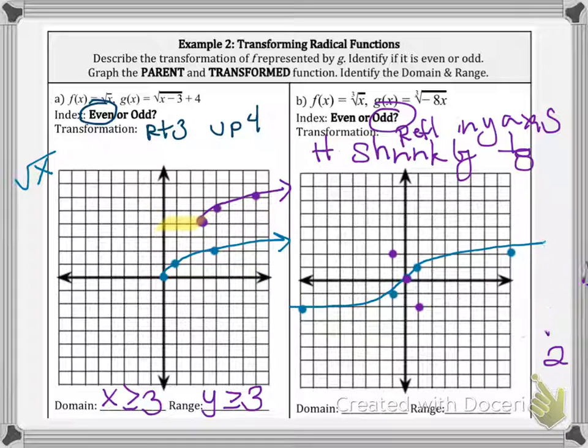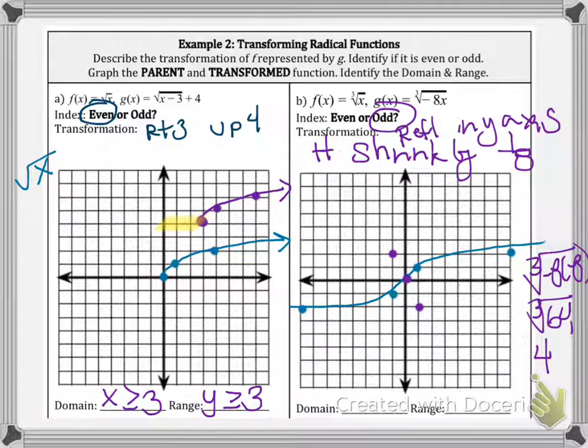So let's think about what is another good number to plug in. How about 8 times 8? 8 times 8 is 64. And we do know the cube root of 64 would be 4. So negative 8 times negative 8 is cube root of positive 64. So that would be 4.